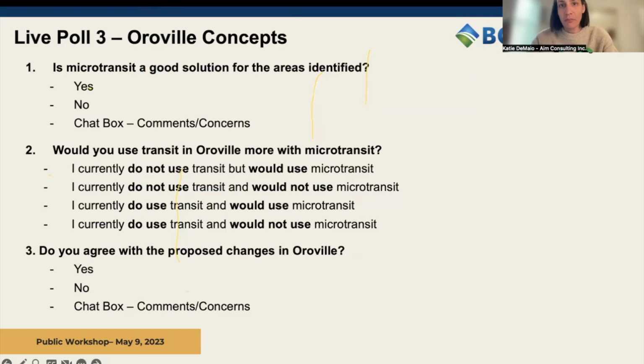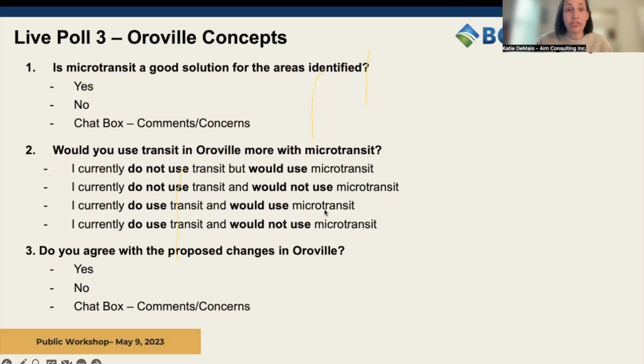But again, we're going to launch our 3rd poll. So again, same questions as we did in Chico, but right now we're talking about Oroville. So is microtransit a good solution for these areas that Gordon just discussed? The second was, would you use transit in Oroville more with microtransit? And the third is, do you agree?